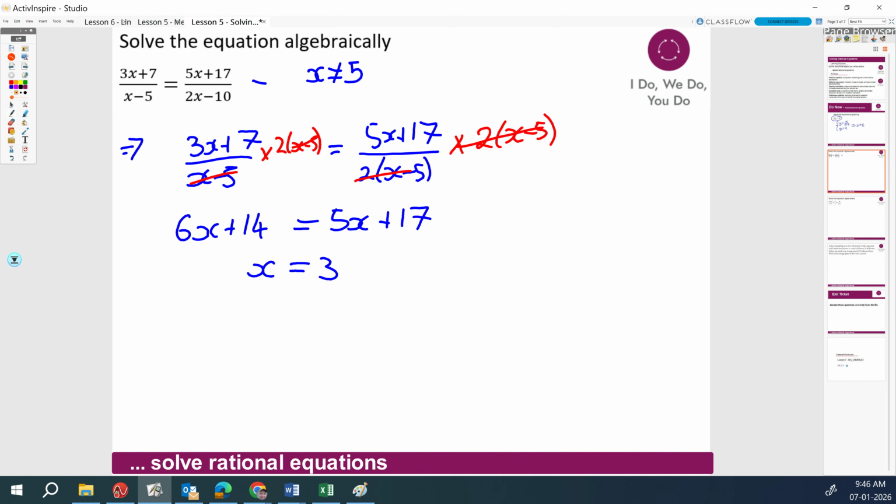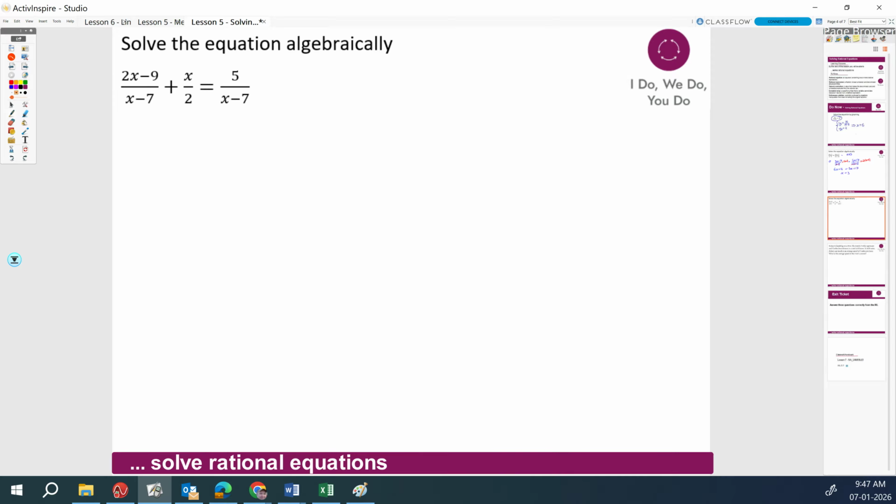Our last step is to make sure that our solution here is not one of the excluded values we found earlier. If it is an excluded value of the original equation, then the solution must be thrown out as an extraneous solution. Okay. Have a go at this question now.